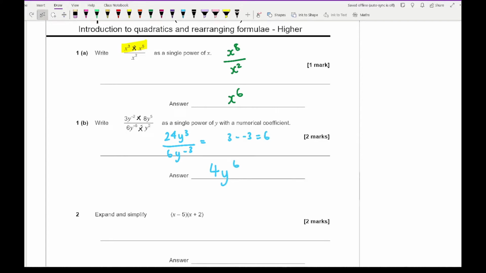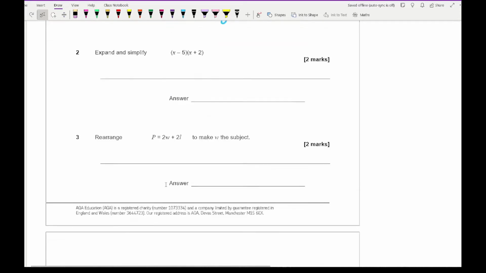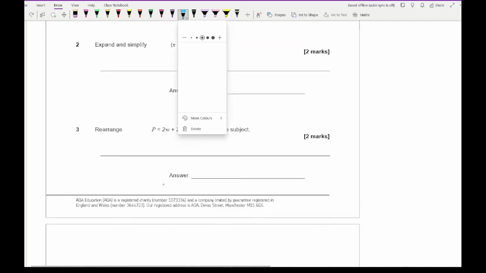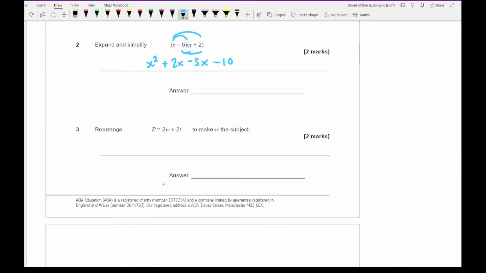Then moving on to our next question, it says just to expand these double brackets. So again, that should be relatively simple. So x times x is x squared plus 2x minus 5x minus 10. And then simplifying that, we get x squared minus 3x minus 10 as our final answer.